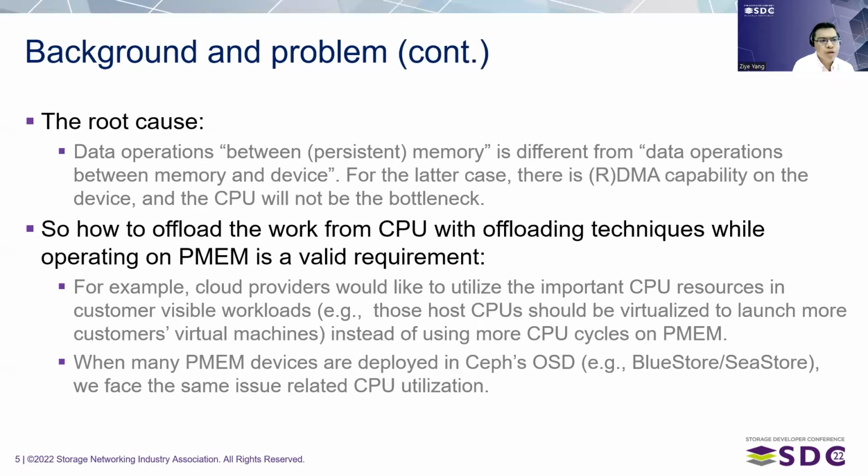So how to offload the work from the CPU with offloading techniques while operating on persistent memory is a valid requirement. For example, cloud providers would like to utilize the important CPU resources in customer-visible workloads. For example, they want the host CPUs to be virtualized to launch more customers' virtual machines, instead of using those CPU resources on doing storage workloads on persistent memory devices.